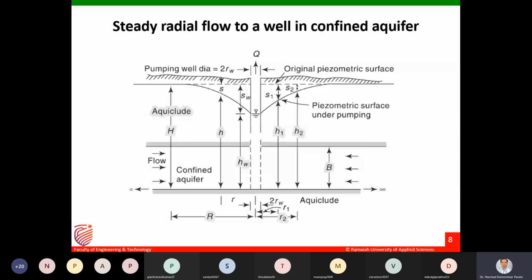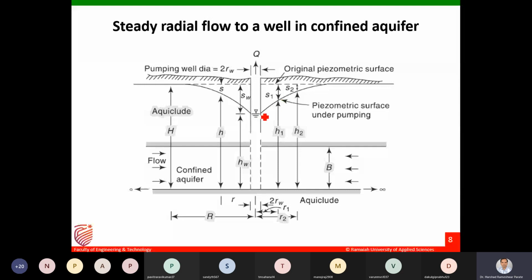Now what you have identified, what your observation says, you can see this depression here, and basically on all 360 degrees you will see a depression like this. We call this a cone of depression.